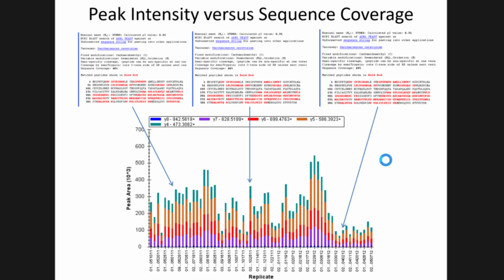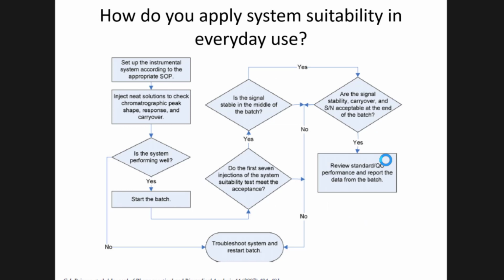Oh, we must be doing awesome if it's 49% sequence coverage, right? Kind of, but we're not, because the peak intensity is so low. We're obviously not sacrificing sequence coverage for that protein, but clearly something is not quite right. So this is why looking at number of peptides or sequence coverage is not always the ideal and sole indicator of system performance.